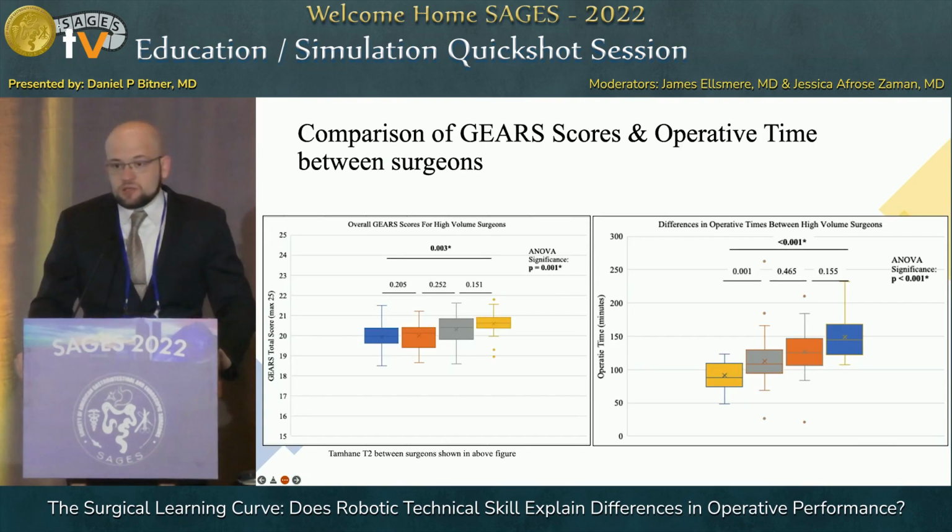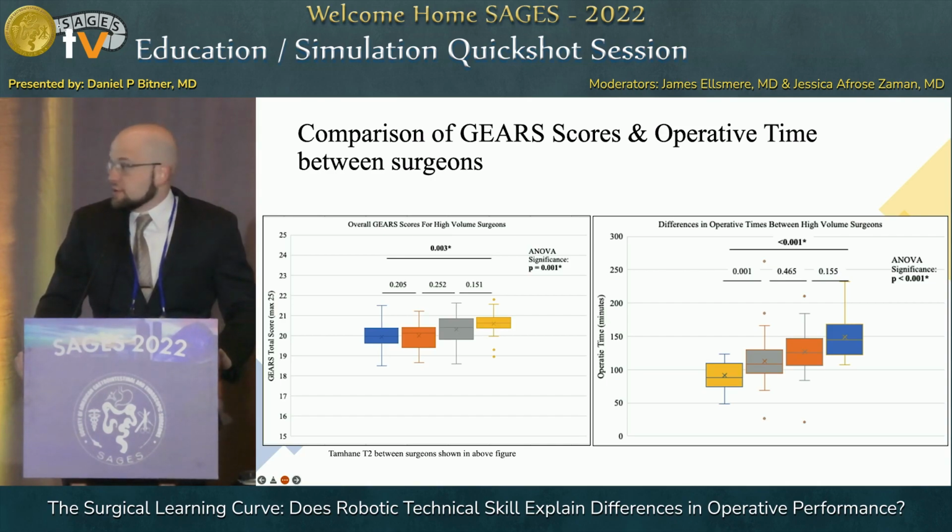So this is a box and whisker plots of both the overall gear scores on the left between those four surgeons and the operative times on the right. You can see that the gear scores tend to cluster a little bit, as is reflected by the statistics that are given above, and the operative times tend to differentiate a little bit better between the surgeons.